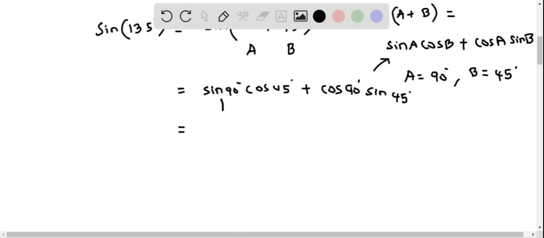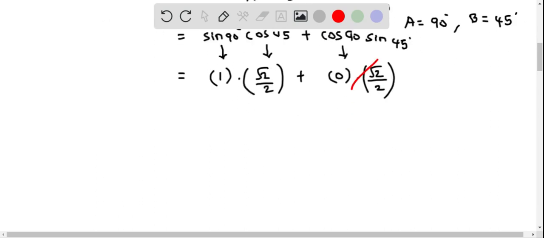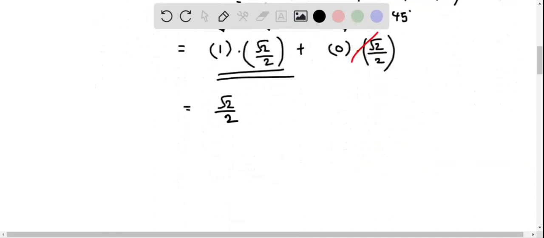The standard value of sine 90 using the trigonometric table values is 1. So we replace this by 1, and cosine 45 degrees is root 2 by 2. So I replace that by root 2 by 2, and the value of cosine 90 is 0 times the value of sine 45, which is once again root 2 by 2. You see that this term will become 0 because we multiply with 0, and we are left only with this product. So 1 times root 2 by 2 equals root 2 over 2. That is, we found the value of sine of 135 degrees. This equals root 2 over 2.